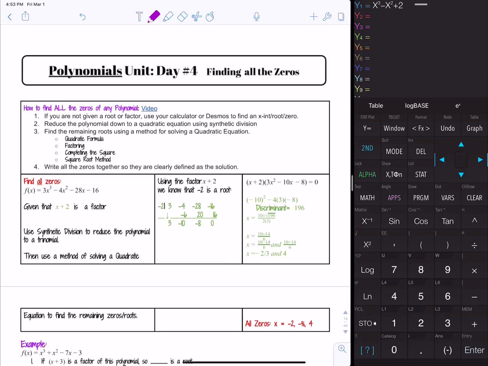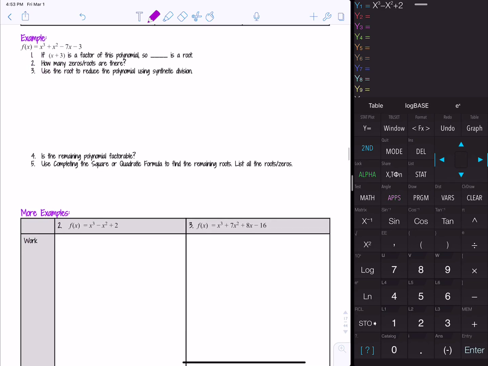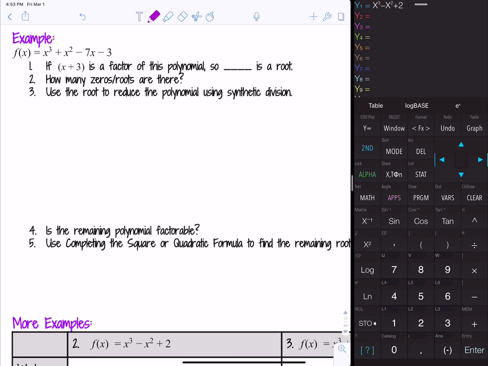Let's take a look at a few more examples of finding all the zeros of a polynomial. So the goal is that you're going to reduce the polynomial that's larger than a quadratic polynomial to one that is quadratic. Therefore, you could use some quadratic techniques to find the rest of the zeros. In this first example, we're given x plus 3 is a factor of the polynomial. So therefore we know that negative 3 would be the root.